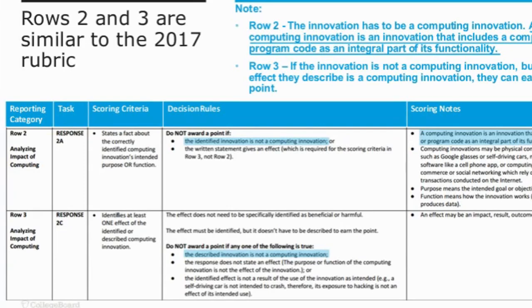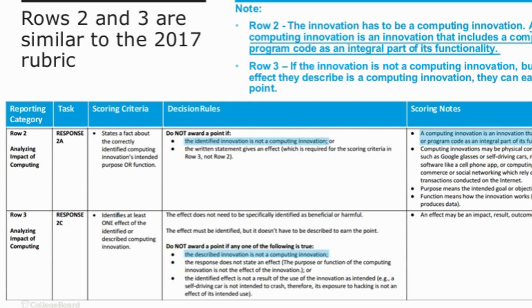And we are going to allow them to earn these points as long as what they're describing is a computing innovation. So one example that I can think of is the chip that's in credit cards now, the smart chip. That doesn't have a computer in it. Where the computer is in the chip reader. So what students will do is they'll identify it as the chip, and so they'll miss row 2, but then when they get to row 3 and they start talking about effects, they're actually talking about the chip reader and not really talking about the chip.